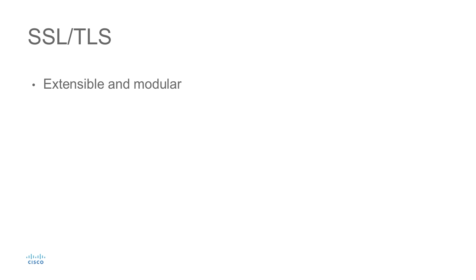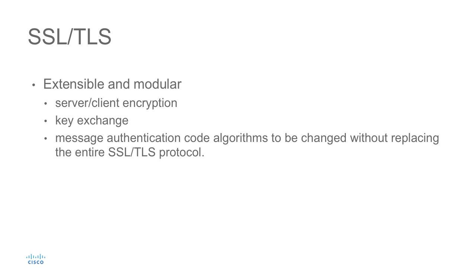And this Transport Layer Security is designed to be extensible and modular. It provides client-server encryption. It takes care of the key exchange. It also provides message authentication code algorithms, and those algorithms can be changed without having to overhaul the entire protocol. We don't have to replace SSL with a brand new SSL or replace TLS with a brand new TLS. We simply change the protocols that we're using within TLS, and our version number changes along with that. So for example, TLS 1.2 added SHA-256 and SHA-384, and those are two different hash algorithms.